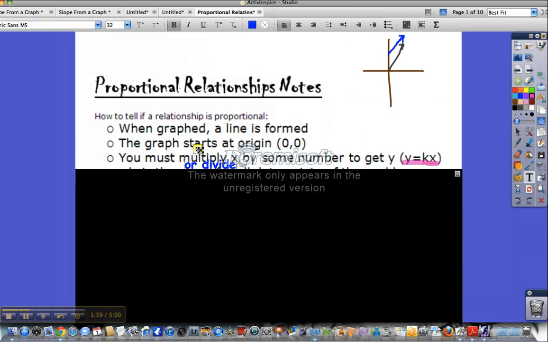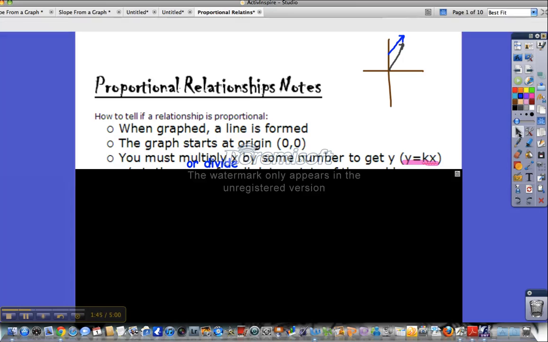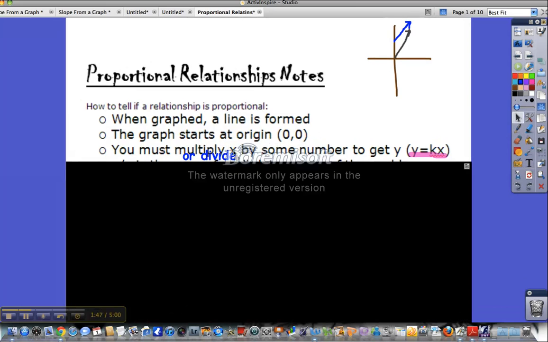Because technically when you are dividing, you are just multiplying by like a fractional portion. So you must only multiply or divide x by some number. So your equation can be written in the form y equals kx. So you always have to have some kind of multiplication. You can never have a plus or a minus over there, like when we were creating equations from a table.